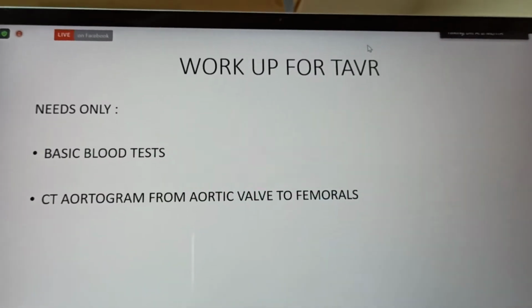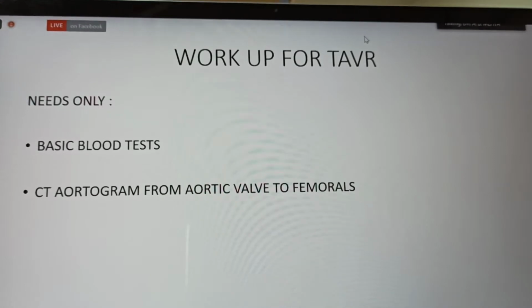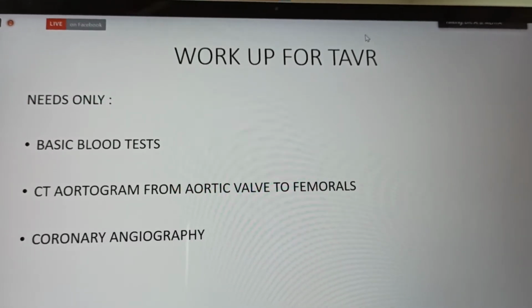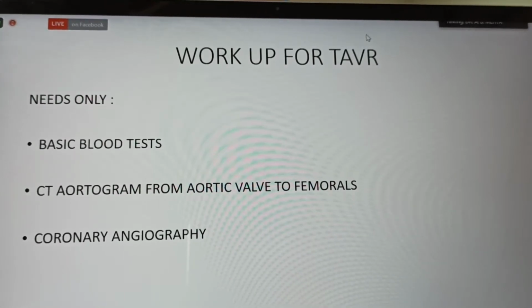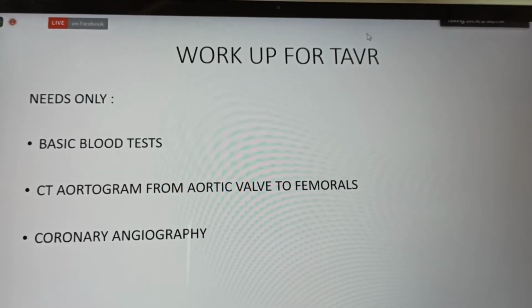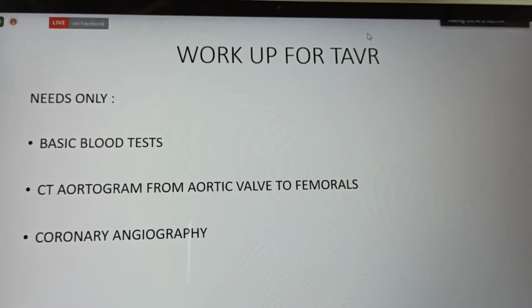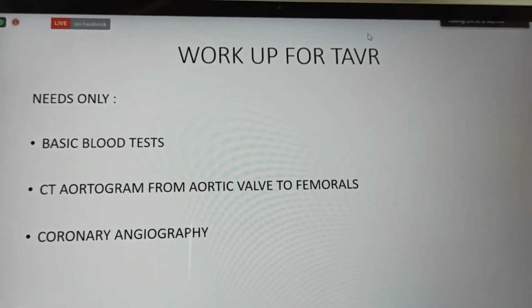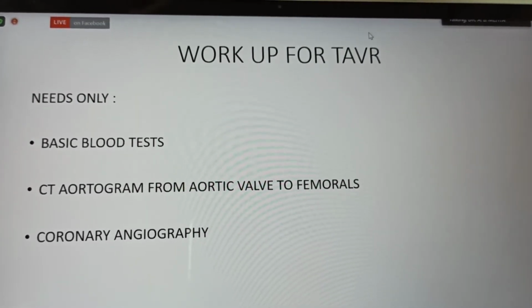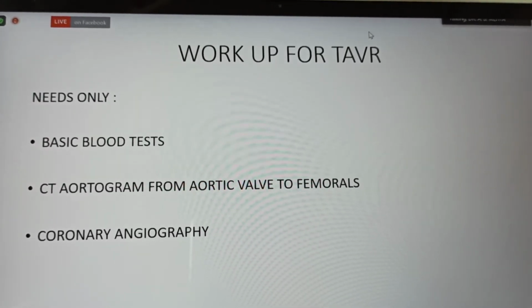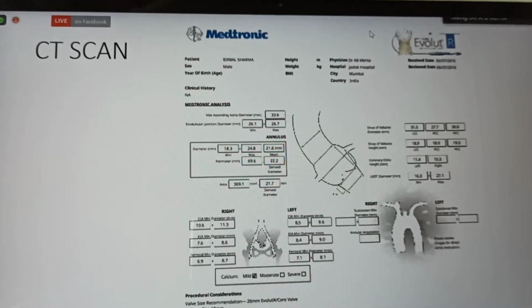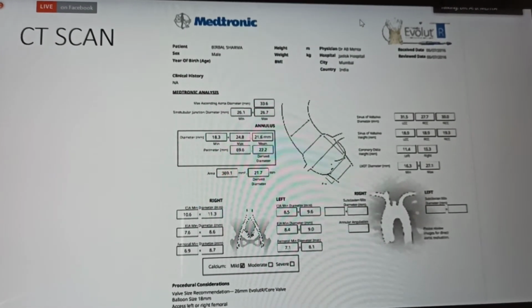Alright, as I told you, basic blood tests, and CT aortogram, which is very, very pivotal, and I will tell you a little bit about that. Coronary angiography: if you are doing a CT aortography, you can combine it with CT coronary angiography. 70% of the patients may not need angiography at all. CT angiography is good enough. Alright? Okay, this is the CT scan. Let's go into the details.